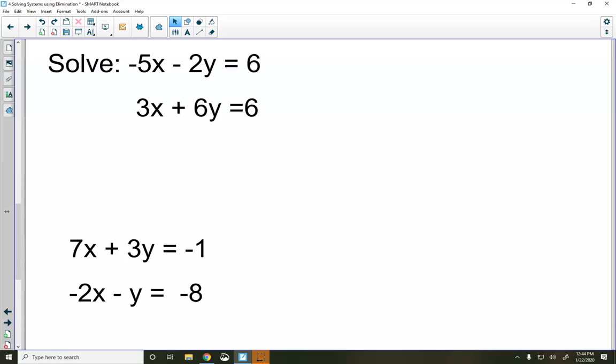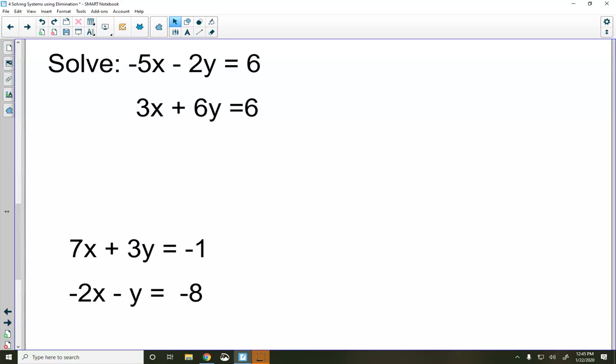If we added these two equations, we would get negative 2x and 4y. We did not eliminate a variable. If we subtracted these two equations, we would get negative 8x and negative 8y. Again, we did not eliminate any variable, right? We need to have coefficients that are the same or opposites to be able to eliminate a variable.